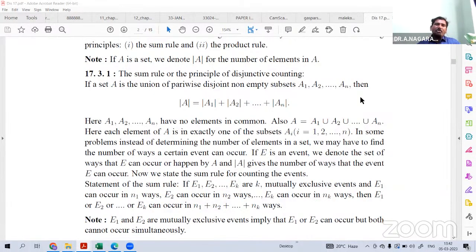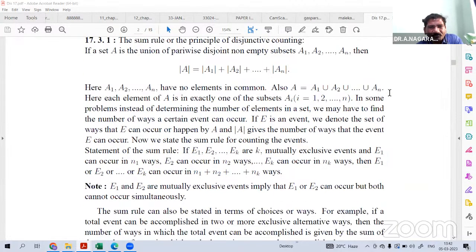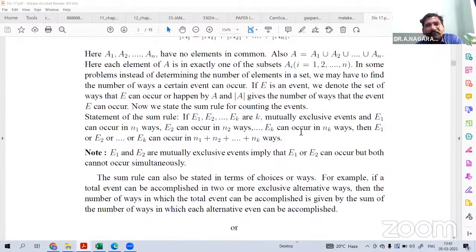Then |A| = |A1| + |A2| + and so on + |AN| is called the generalized principle of the sum rule. Generalized principle of the sum rule. For example, set A1 has N1 elements and set A2 has N2 elements.